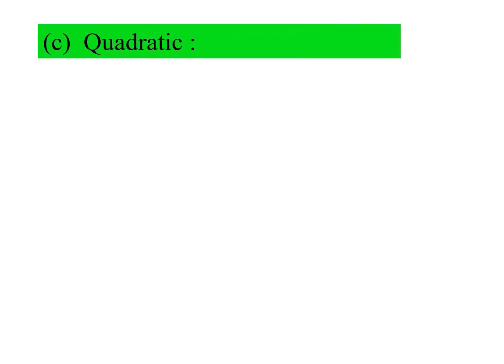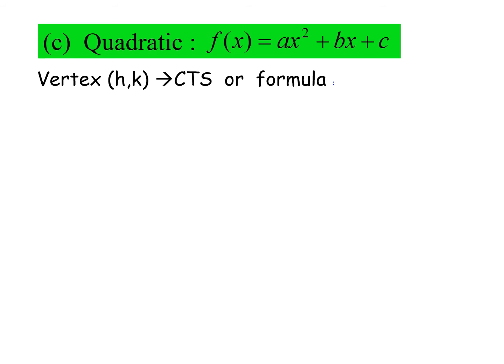The third function is the quadratic function. The expression of a quadratic function is f(x) equals ax squared plus bx plus c, where the vertex (h, k) is found by completing the square, f(x) equals a multiplied by (x minus h) squared plus k, or using the formula h equals negative b over 2a.